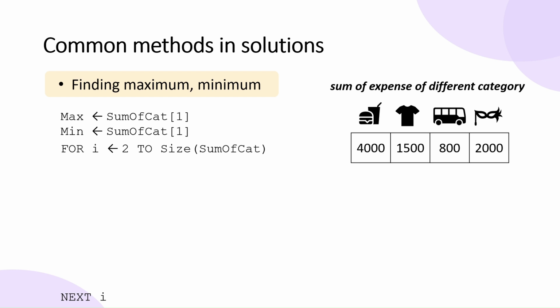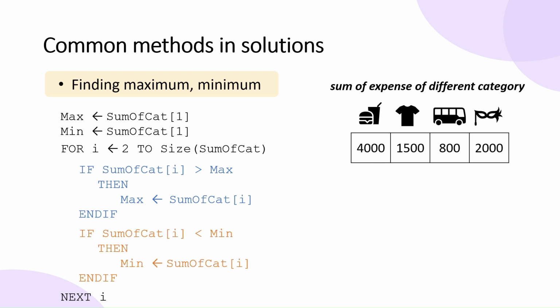And since we already stored the first index into the max and min value, we can start from the second index. While we're going through the array, if we find the value of index I is larger than the value of max, we need to renew the value of max. But if we find the value of index I is smaller than the value of min, we need to renew the min. And if we reach the end of the array, the for loop ends. By following these steps, we can find the maximum and the minimum of this array.